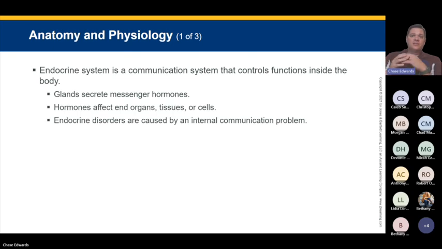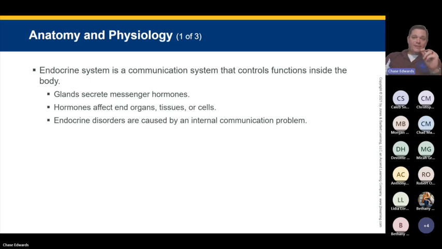All right, so the endocrine system is a communication system that controls functions inside the body. Endocrine glands secrete messenger hormones. These hormones travel through the blood to the end organs, tissues, or cells that they affect. So with this, endocrine disorders are caused by an internal communication problem. All right. So it all boils down to communication, right? First thing to fail in an emergency is communication.